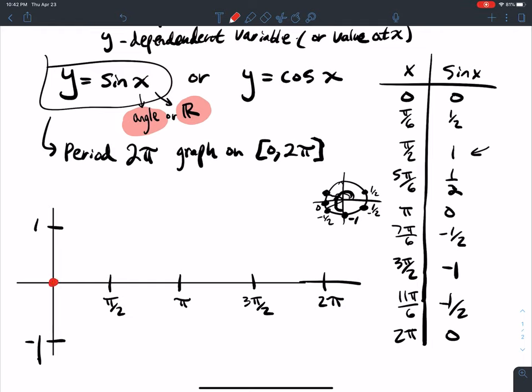The first dot is at 0, 0. Then I go over π over 6 and up 1/2. By the time I get to π over 2, I'm at 1. Then as I go a little bit further, I'm starting to come back down again. By the time I get to π, I'm back to 0. Between π and 3π over 2, I'm halfway down again. When I get to 3π over 2, that's at negative 1. Then back up to negative 1/2 here, and then I complete it.